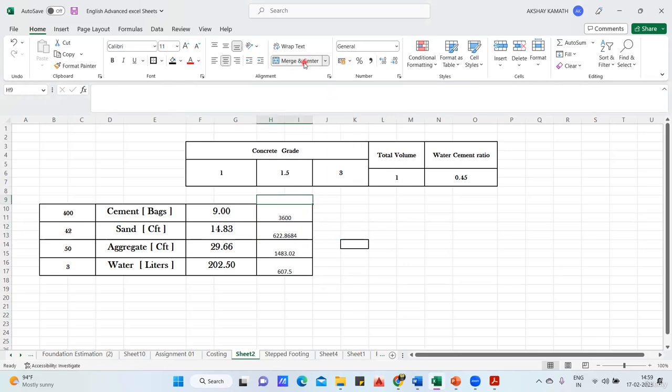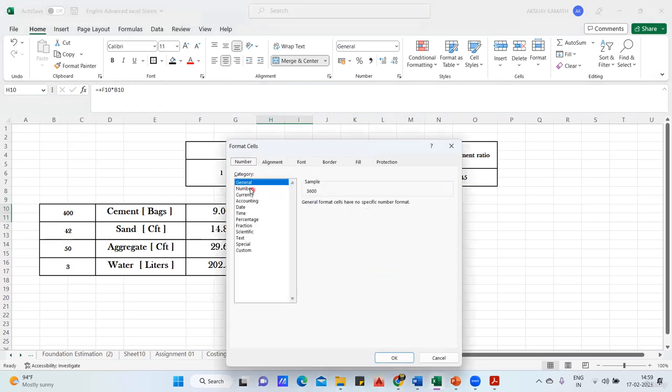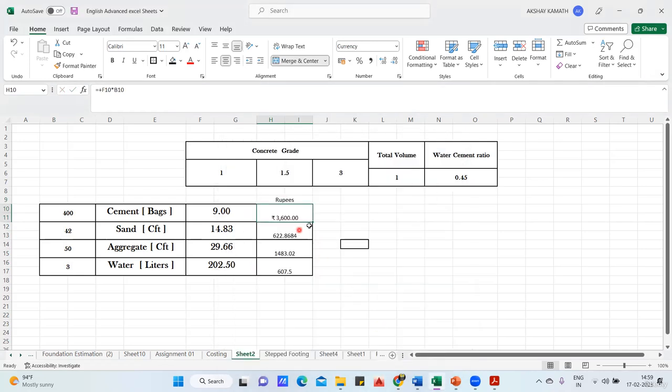So this is in rupees. I'll write rupees. Okay. And if you want to add the rupees symbol also, right click, keep your mouse here, right click, go to format cells. So in the format cells, go to the currency, and in the currency it's rupees, then click on that. So rupees added. Now drag it. Got it?